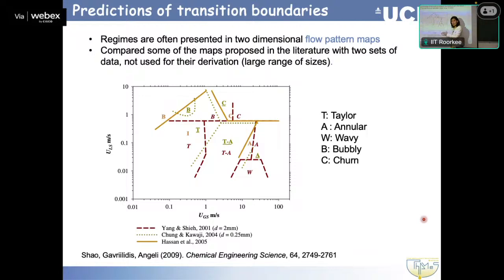Again, there is a good discussion why that happens. But having a simple system of coordinates here, the superficial velocities, and using what Hassan suggested, we see that Hassan had only one transition line between Taylor and annular flow, while we also pick up this different regime, the Taylor annular. And the predictions here are not terribly good.